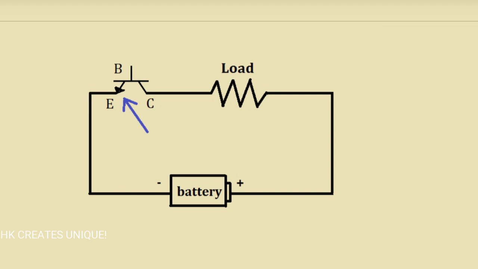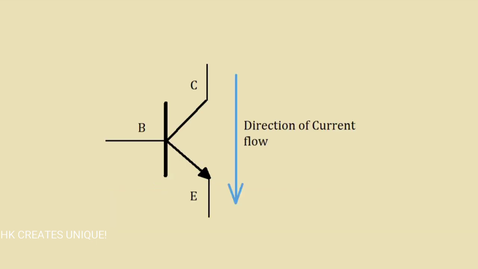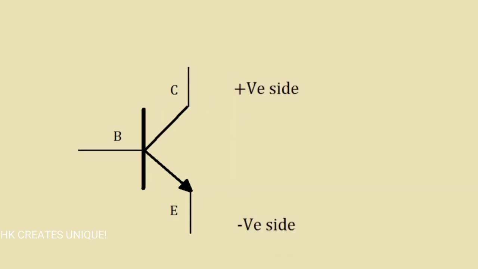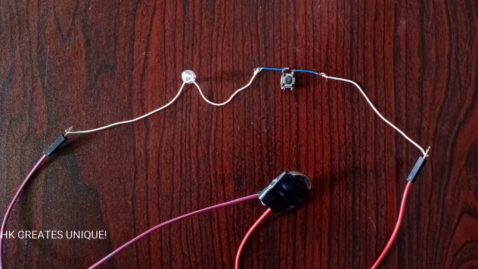But note that the arrow in the transistor symbol indicates the current flow direction. So in case of an NPN type transistor, you always need to give emitter to the negative side and collector to the positive side of the power supply.